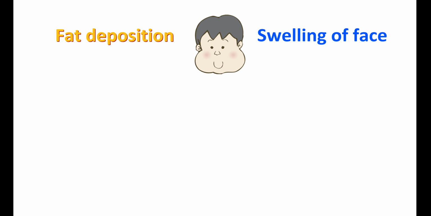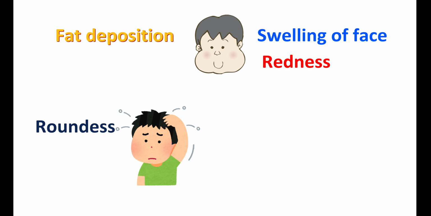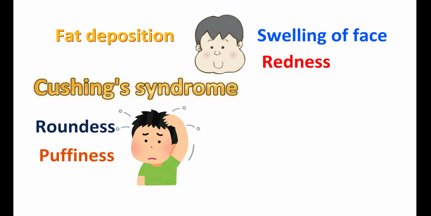Cushing syndrome. This medication can bring about changes in fat deposition in your body. It can produce swelling of your face and increase redness. It can cause roundness and puffiness in your face. Fat may be redistributed to the trunk and back of the neck. All these symptoms are collectively called Cushing syndrome.